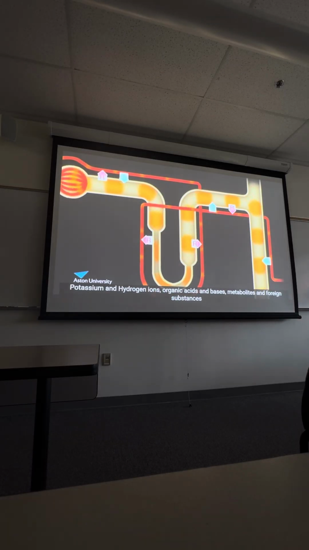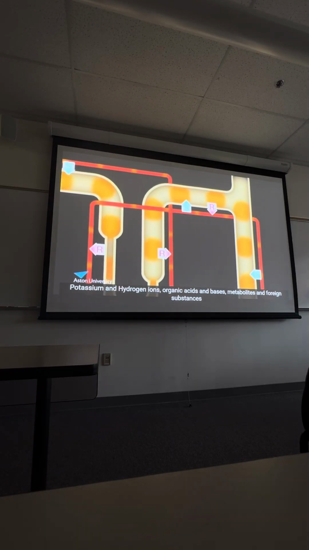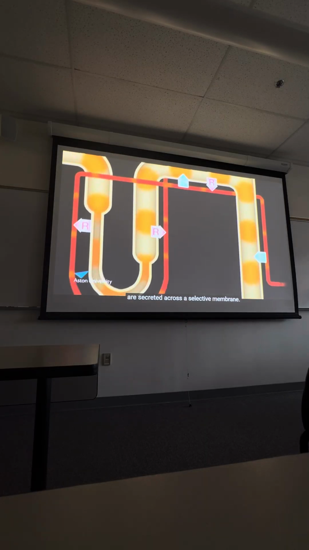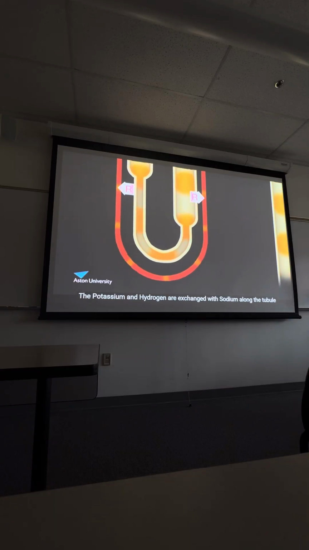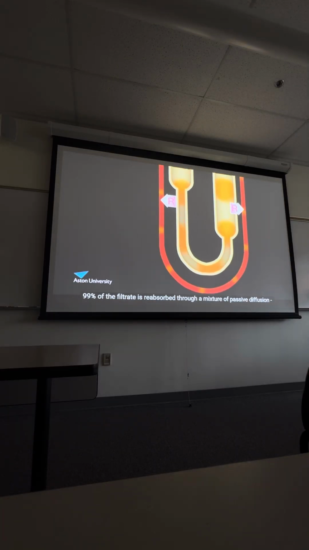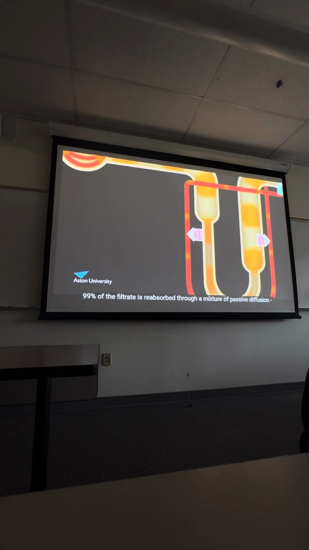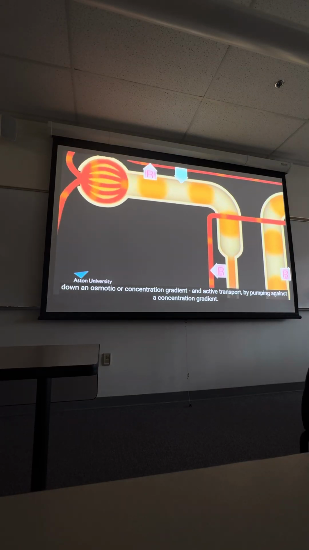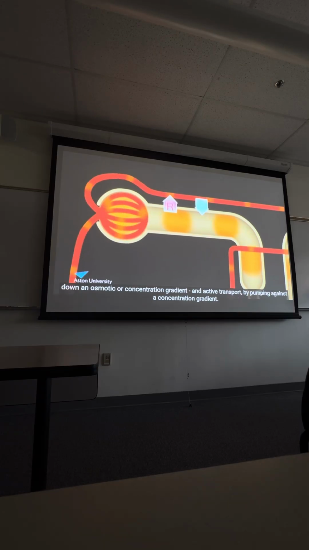Potassium and hydrogen ions, organic acids and bases, metabolites and foreign substances are secreted across a selective membrane. The potassium and hydrogen are exchanged for sodium along the tubule. 99% of the filtrate is reabsorbed through a mixture of passive diffusion down an osmotic or concentration gradient and active transport by pumping against a concentration gradient.